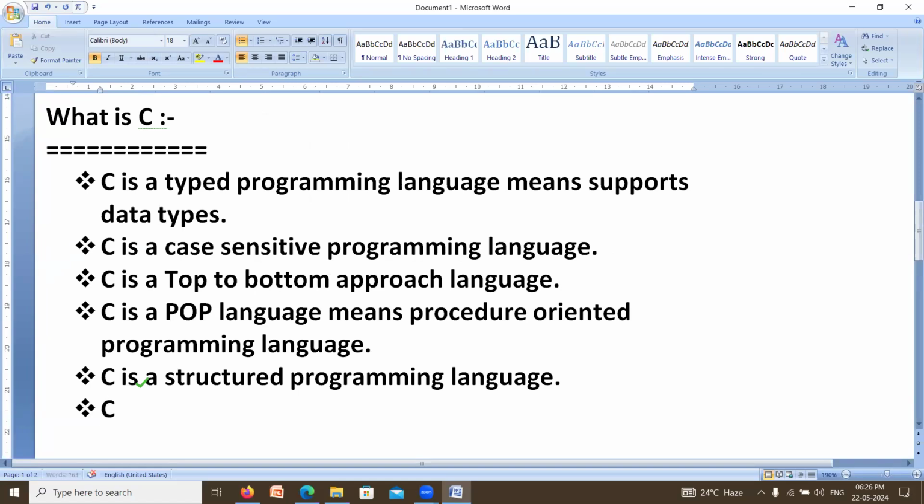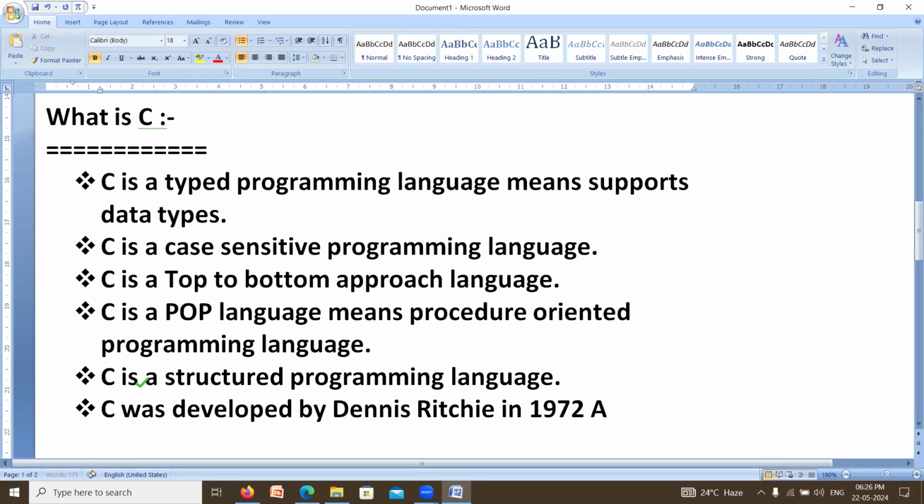So simply, who is the developer of C? C was developed by Dennis Ritchie in the year 1972 at AT&T Bell Laboratory.